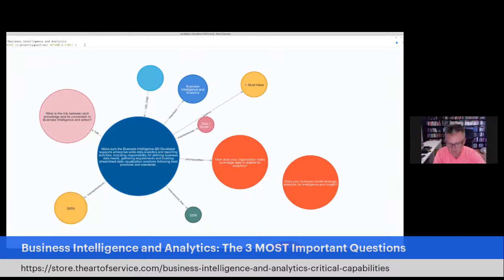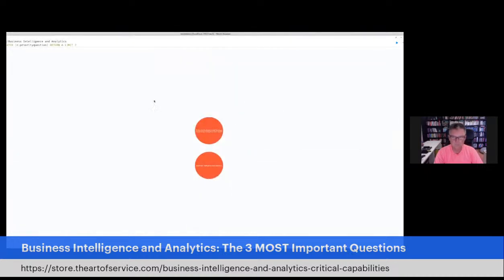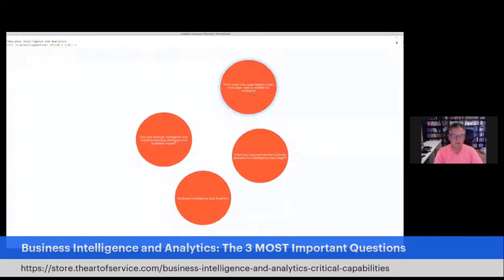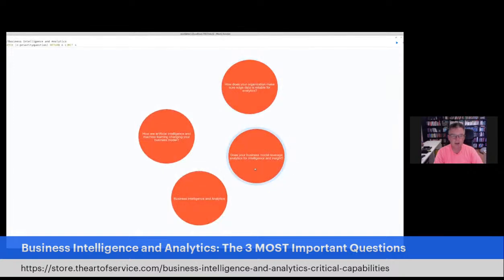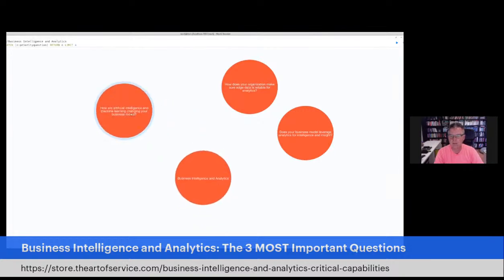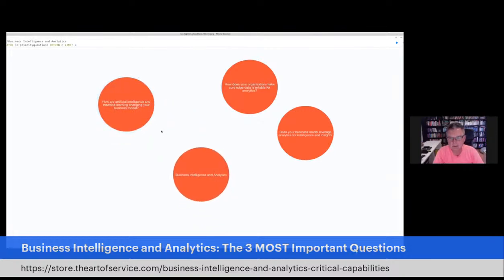All right, now let's have a look at the most important question to ask when dealing with business intelligence and analytics. Let's get them all up. All three are up. How does your organization make sure edge data is reliable for analytics? Does your business model leverage intelligence and insight? And then number one, how are artificial intelligence and machine learning changing your business model for business intelligence and analytics?